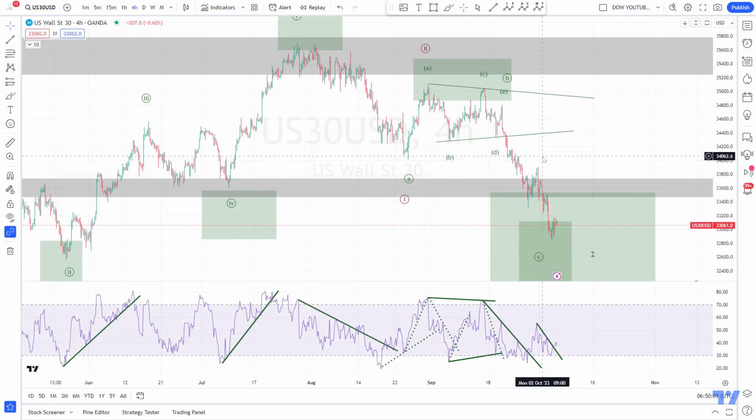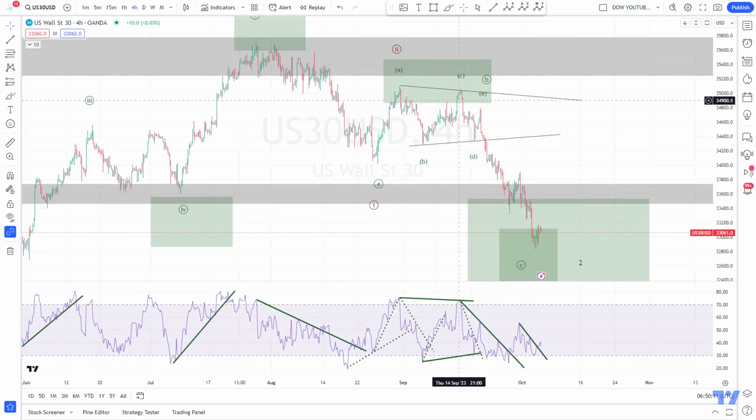What we also see on the 4-hour is that, if we analyze this here as an impulse, then we have divergence, where wave 3 is situated here, and the wave 5 we're doing is this part here. We see divergence. So these are signs for a reversal.